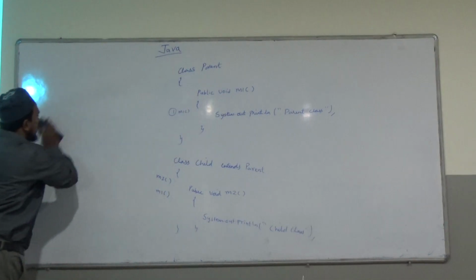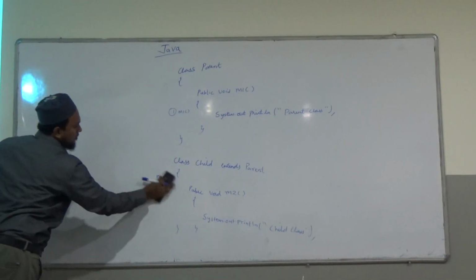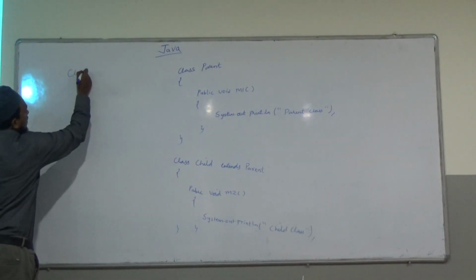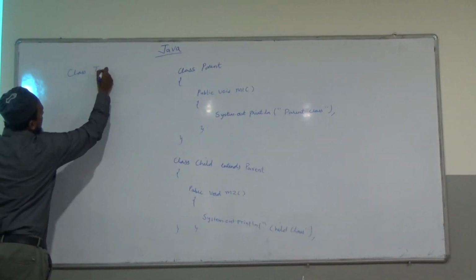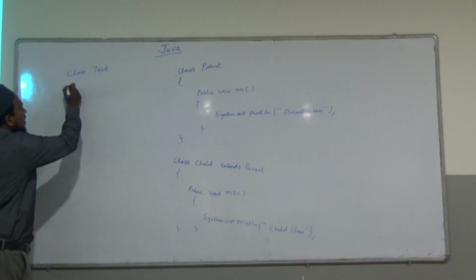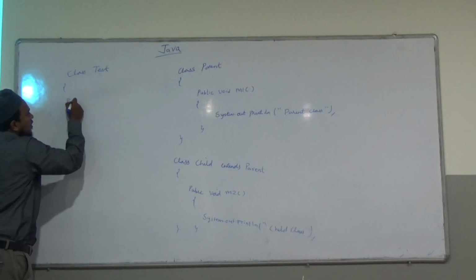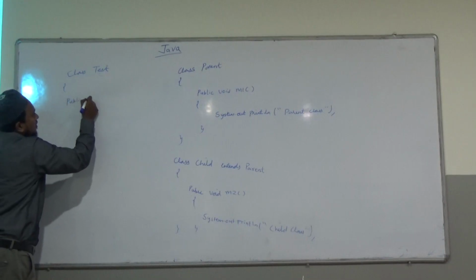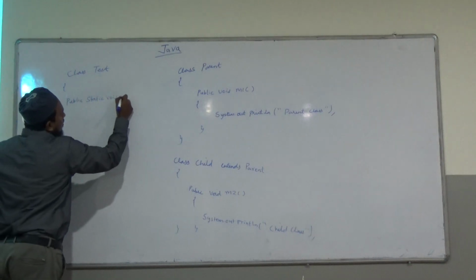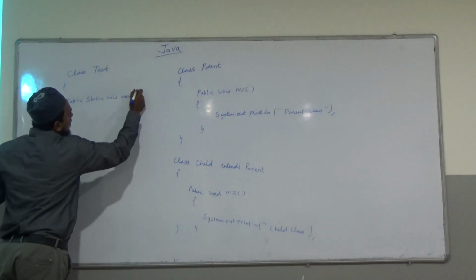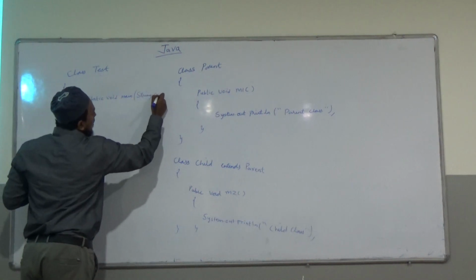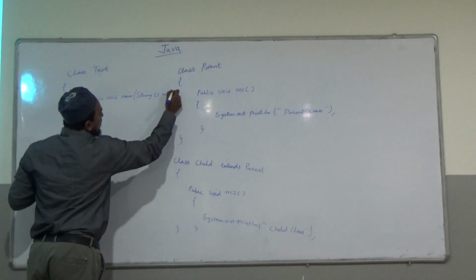Now we will see the execution part. I will take one class, test here. In this I will write main method, public static void main, String array of arguments.